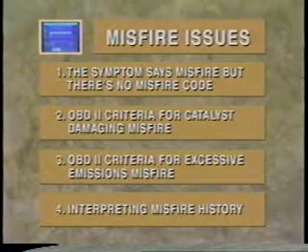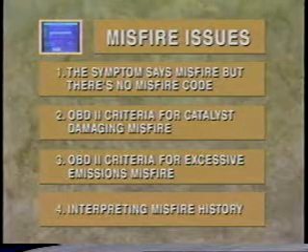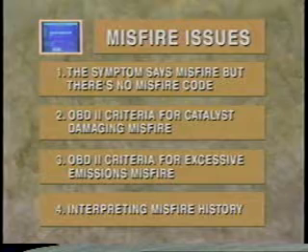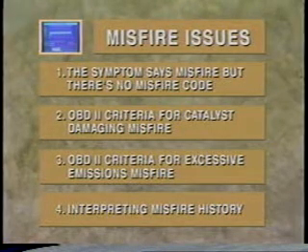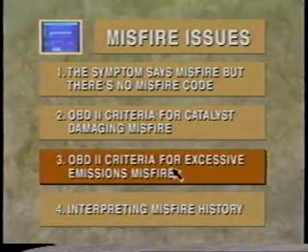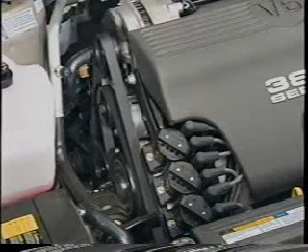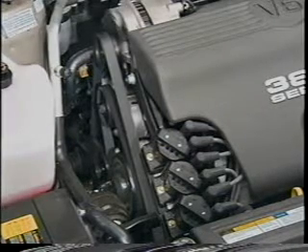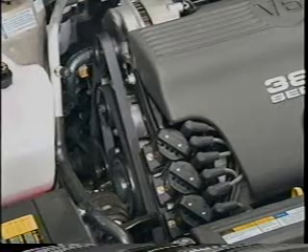Another instance in which the PCM will set a misfire trouble code is when the vehicle exceeds the OBD2 criteria for excessive emissions due to a misfire condition. Here's how the PCM identifies such a misfire. Every 200 engine revolutions, the PCM conducts a test. During the test, the PCM counts the number of times the engine misses.